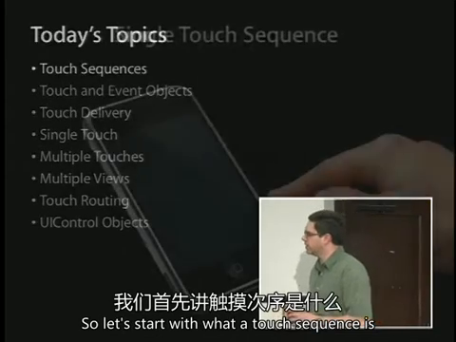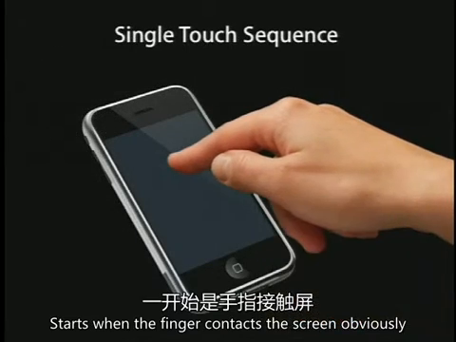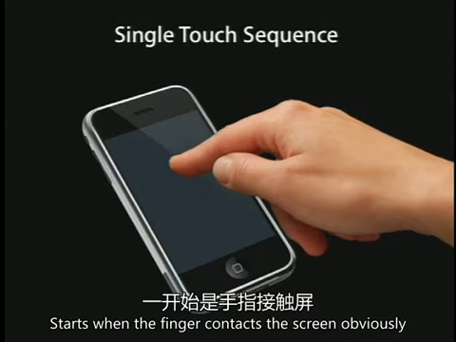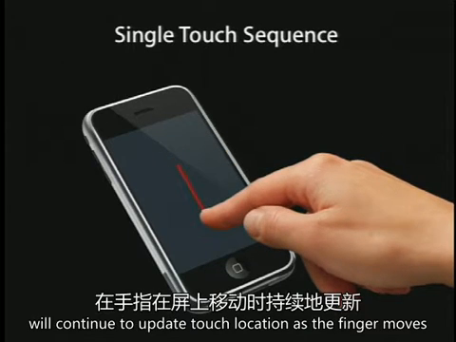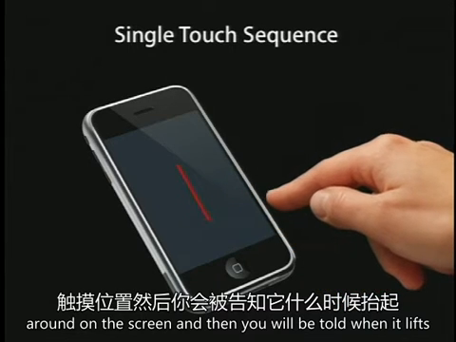So let's start with what a touch sequence is. It starts when the finger contacts the screen, obviously. We'll continue to update touch location as the finger moves around on the screen, and then you'll be told when it lifts.